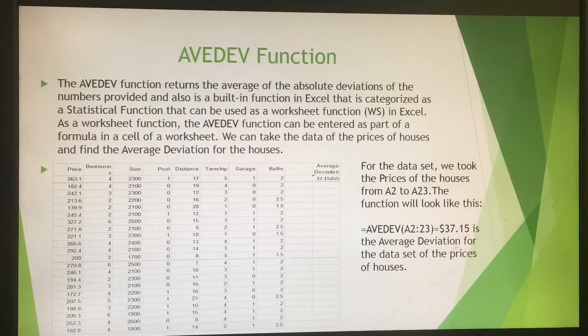So you hit enter, then open your parentheses and put A2, because that's what we're starting off with. In the first column, we have the price, bedrooms, and such, but we want to get the first data.